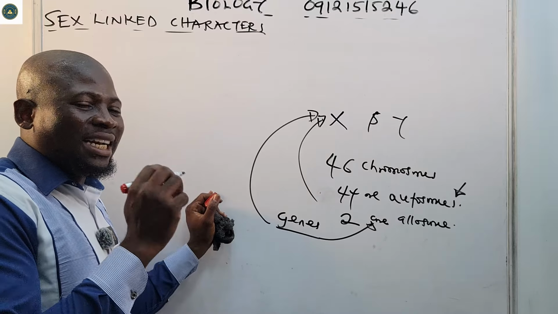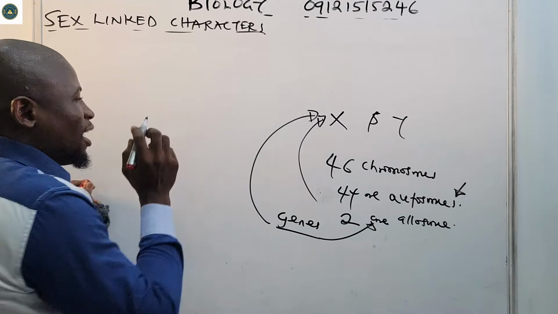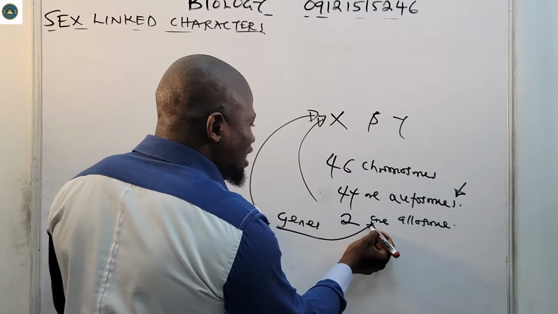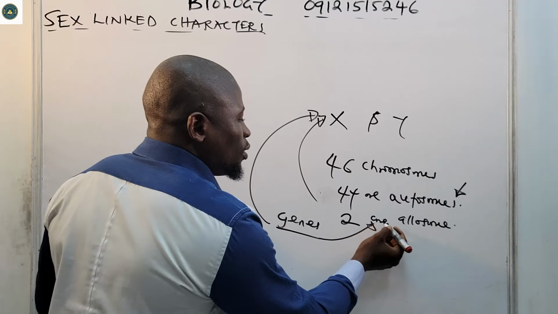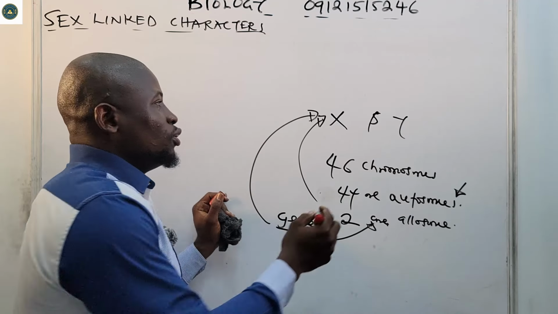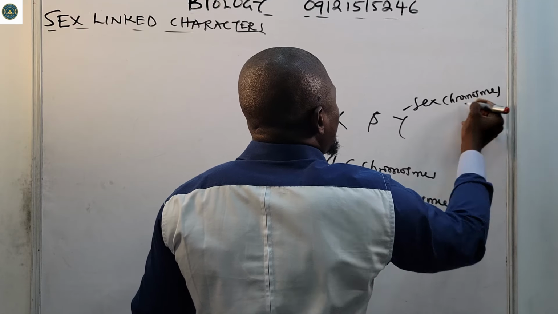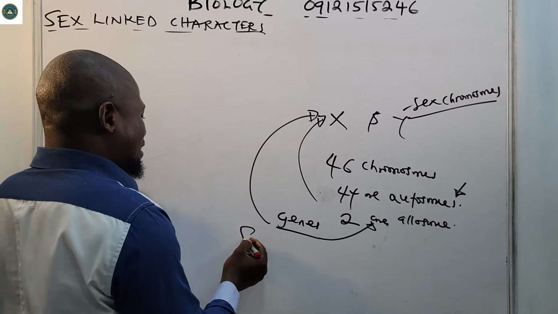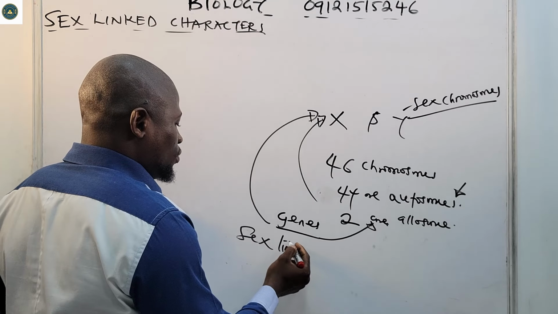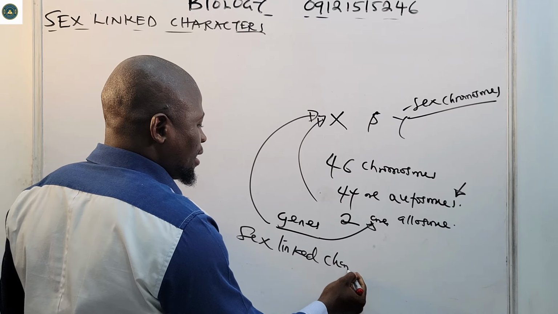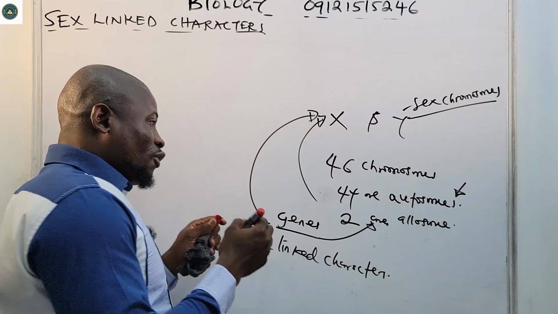So the traits that are controlled by the genes that are located on these sex chromosomes are the ones that are known as sex-linked characters. Should I go over that again?